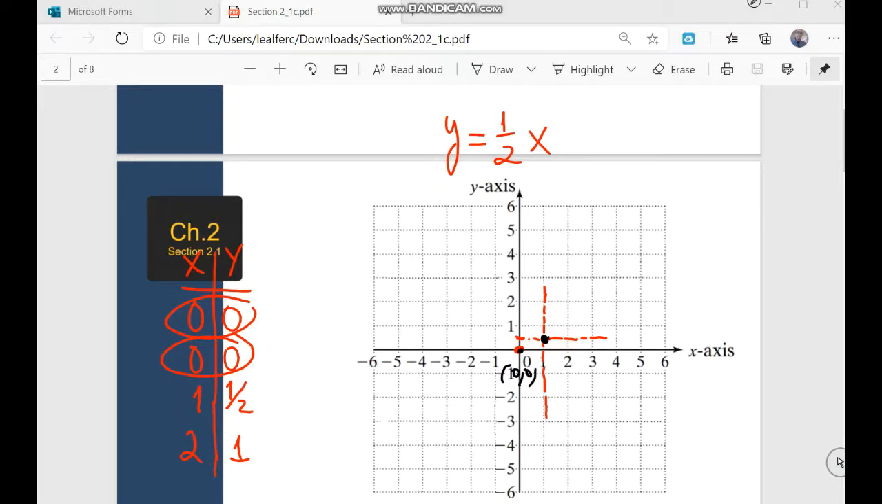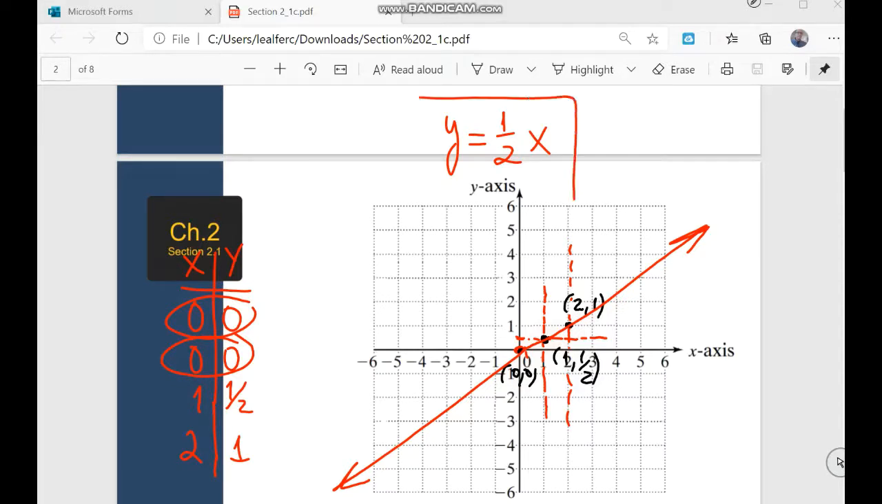0, 0. And this is 1. 1.5, and now I have another one, 2 and 1. 2 is here, and 1 is right here. This is 2, 2 and 1. We have 3 points. We can draw the line now. And this is the line that represents the equation y equals 1 over 2 times x.